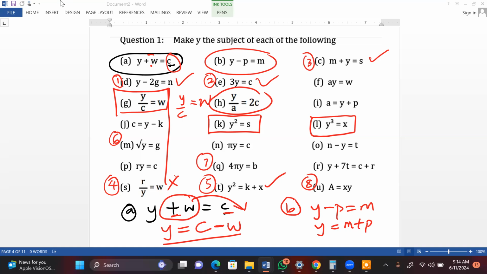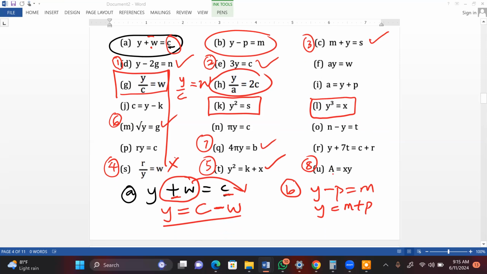So what's your answer for 6? For 6, I got y equal to g squared. That's correct. Number 7, I got y equal to b over 4 pi. That's correct as well. Have confidence now. Number 8, I have y equal to a over x. That is also correct.